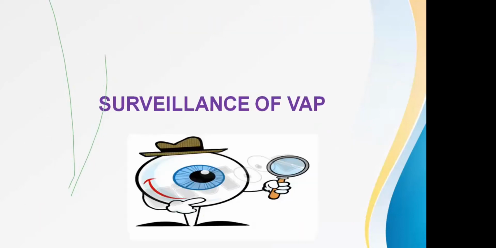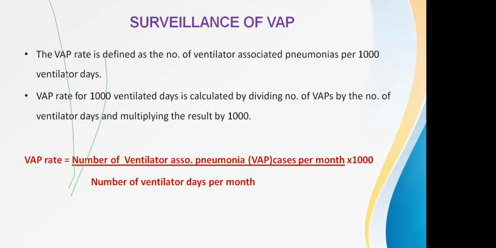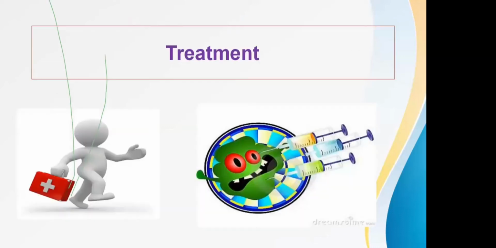Moving on to the surveillance of VAP. How do we go for the surveillance of this? When we talk about surveillance, there has to be a numerator and a denominator. The number of ventilator associated pneumonias in that particular month, divided by the number of ventilated days in that month, multiplied by 1000, is taken as the surveillance for VAP.